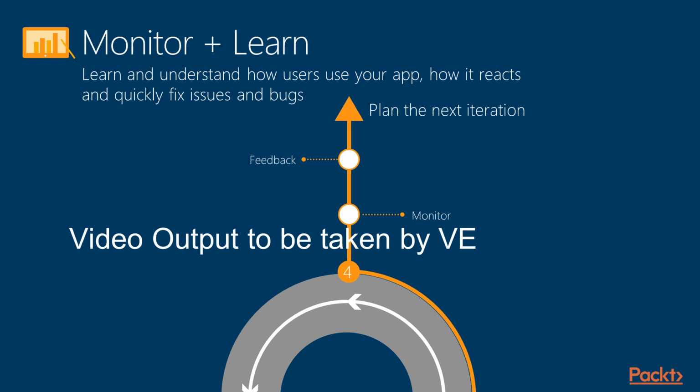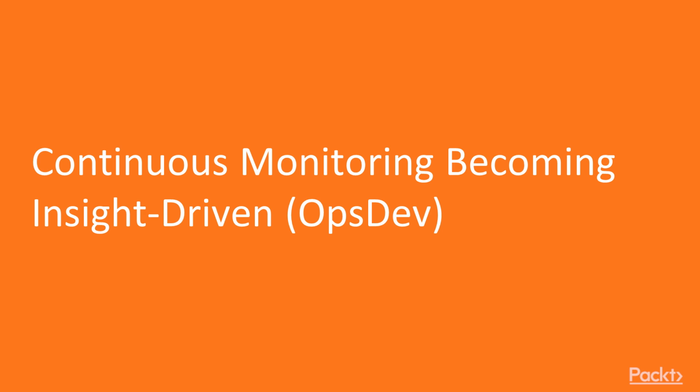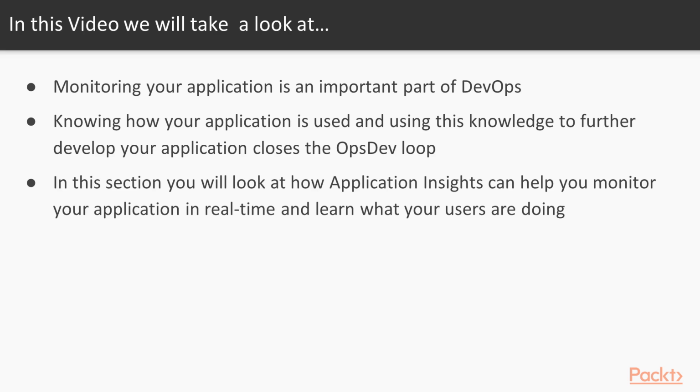Okay, so we're going to look at monitor and learn. The feedback cycle from the monitoring tools allows us to learn and then plan our next iteration. Continuous monitoring and becoming an insight-driven organization. Monitoring your application is important as part of DevOps, knowing how your application is used to help further develop it and close the OpsDev loop.